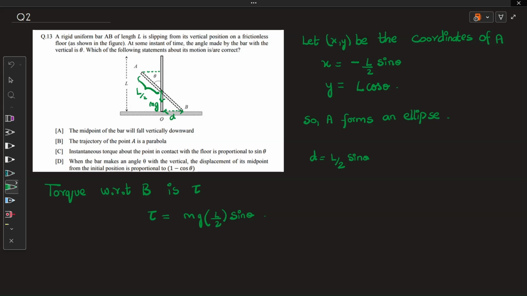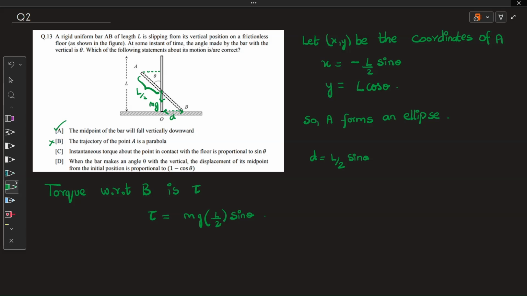And what about the y coordinate? The y coordinate is nothing but, if this is theta, this is also supposed to be theta, and this is L by 2 into cos theta. This is also L by 2 into cos theta. So I get L cos theta. So this seems to be an ellipse, right? With this supposed to be A, this supposed to be B. So A forms an ellipse or a part of an ellipse. From here it goes till this point, so it's a quadrant of an ellipse. So it's not a parabola. So B is wrong, A is correct.